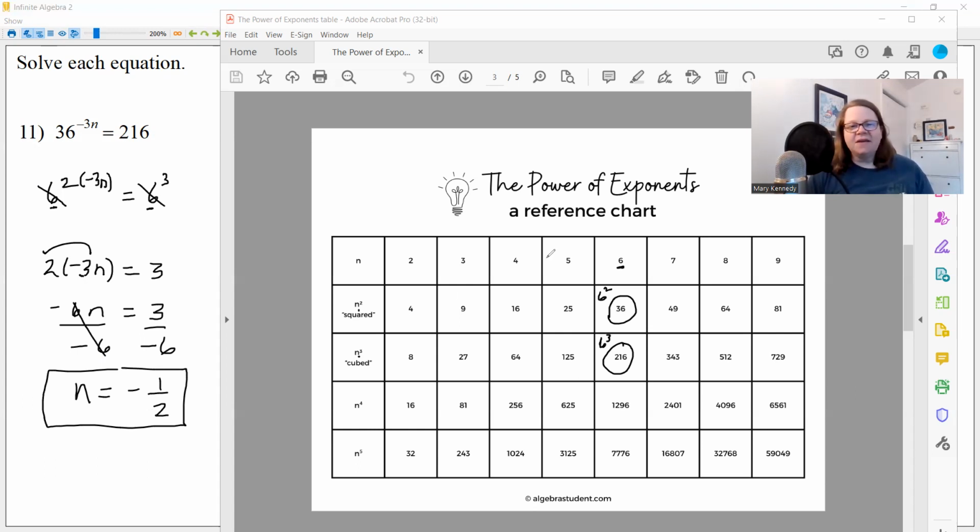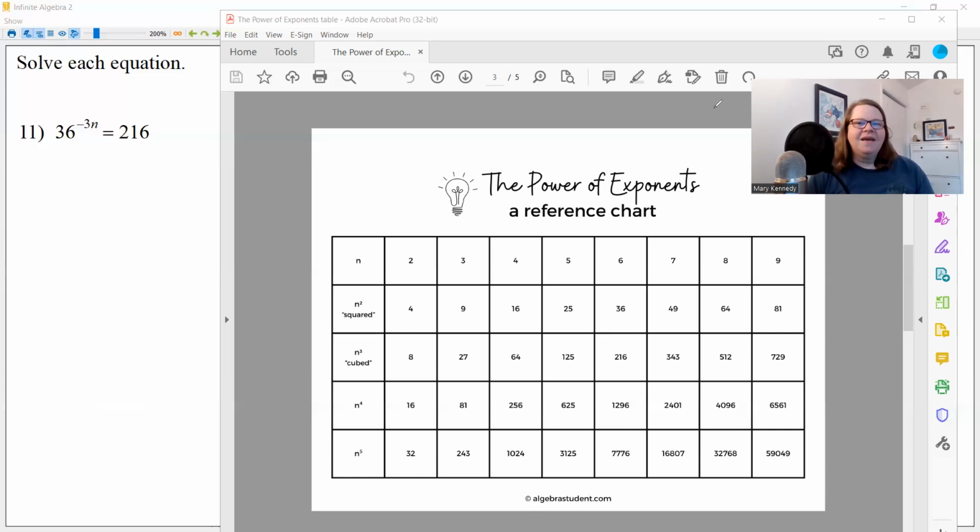So you don't have to have a chart like this. This is just nice because you can see a lot of the numbers in the same place, and you can look for where the numbers are that you're needing. But your calculator can give you that too. If you know 36 is 6 to the second, try 6 to the third, and you'll see really quickly that that works as well for 216. Okay, so let's look at the second one.